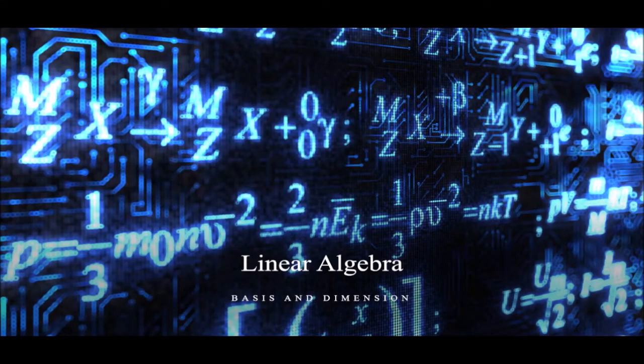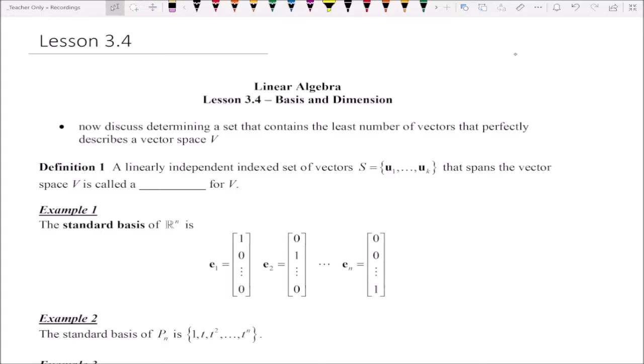In today's video, we're going to look at describing a vector space completely. This involves a set of vectors within the vector space, and this set of vectors is known as the basis. And we can also use this basis to determine what's known as the dimension of the vector space. The idea of describing a vector space completely involves a set of vectors contained in the vector space, and this set needs to be the smallest such set that perfectly describes this vector space.